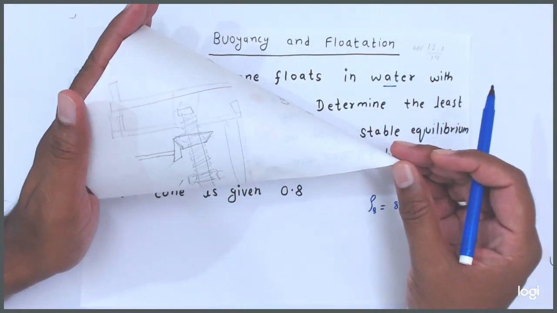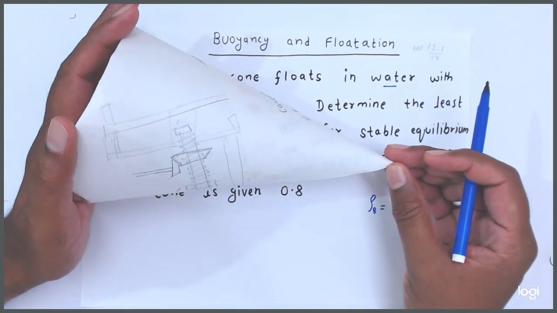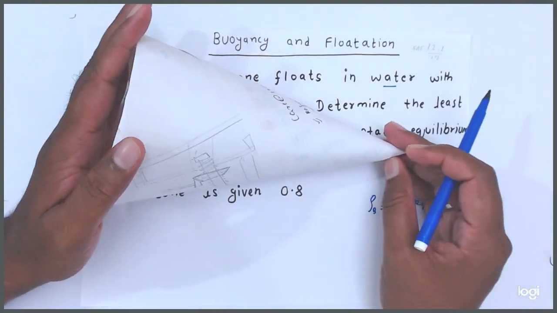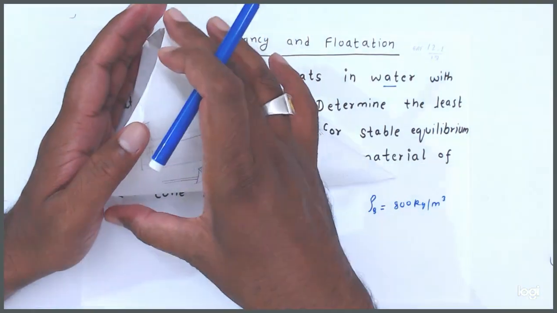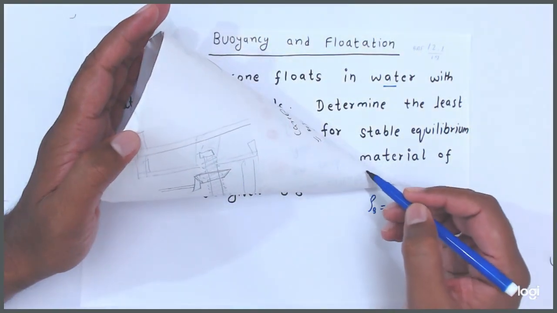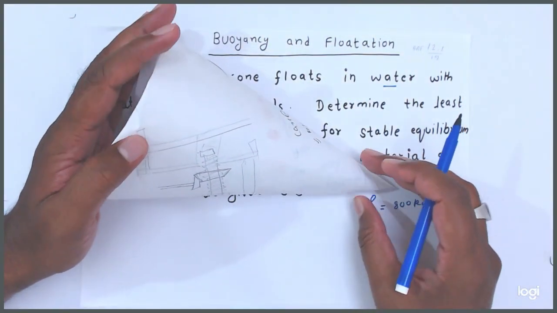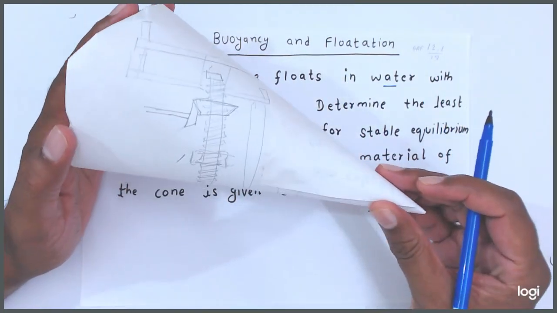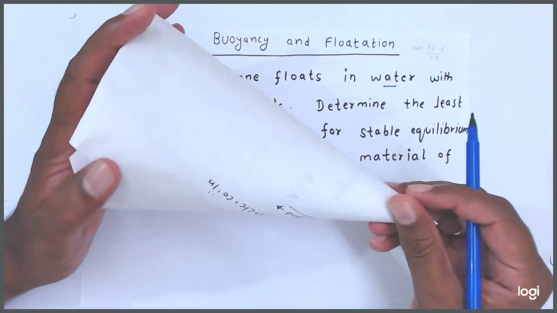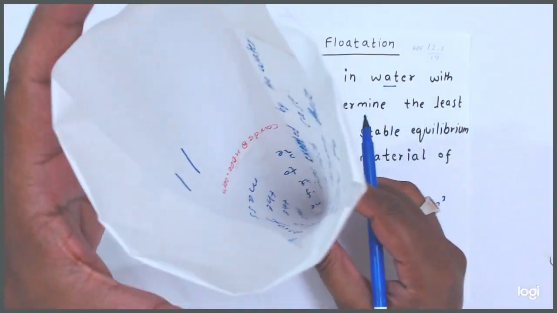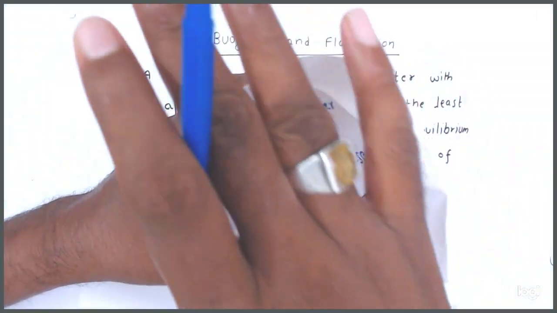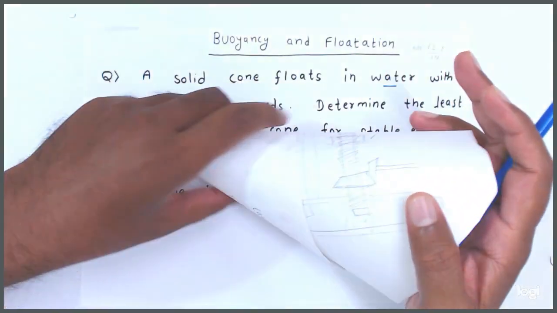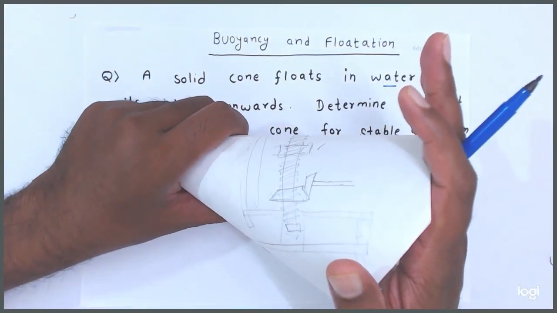Friends, it should be something like this. Suppose this is the solid cone. Here, if you see the top view of this cone, it is totally solid. I am making this hollow, but totally it is solid. It is floating in the liquid.